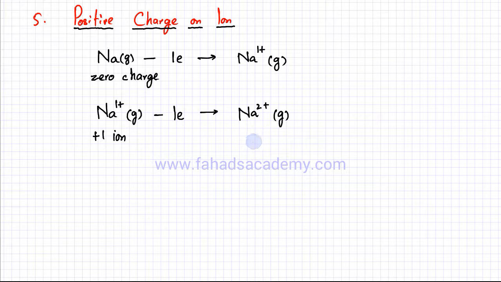This would mean that as you keep on removing electrons, the positive charge on the ion is going to increase. So as it increases, it's going to become harder and harder to remove an electron. So if I try to remove an electron from sodium 2 plus, this 2 plus is going to have an even higher attraction for electrons. It's going to become even more difficult to remove an electron. So the fact is, this fifth factor is that as the positive charge on the ion increases, removing electrons becomes more difficult.